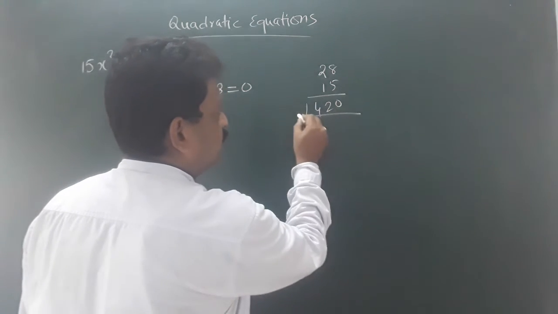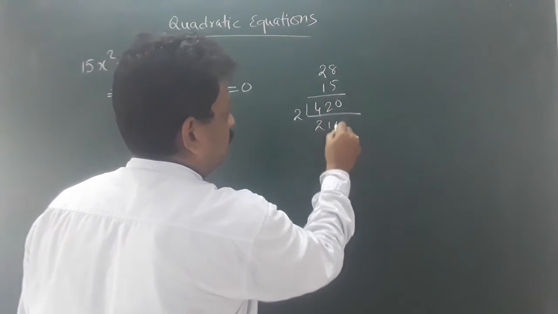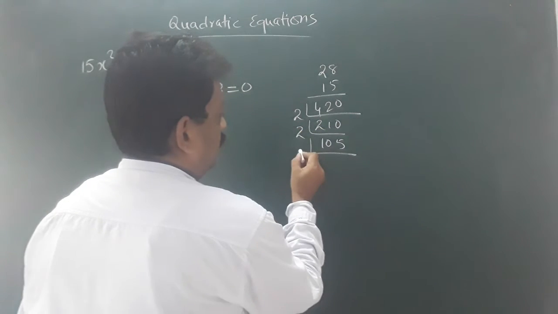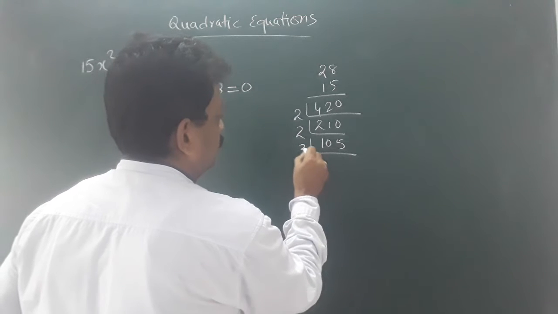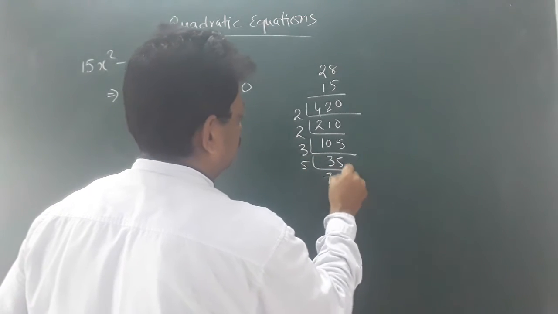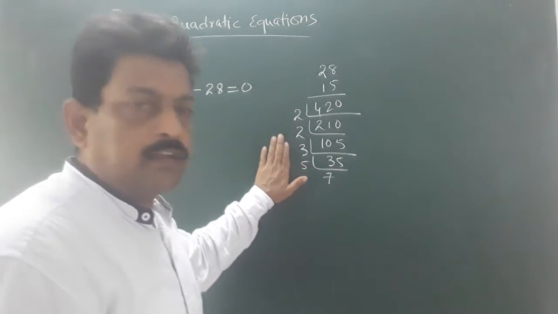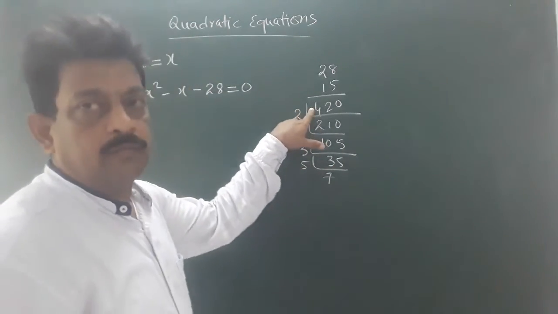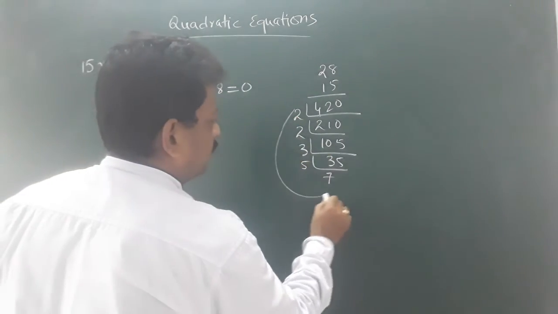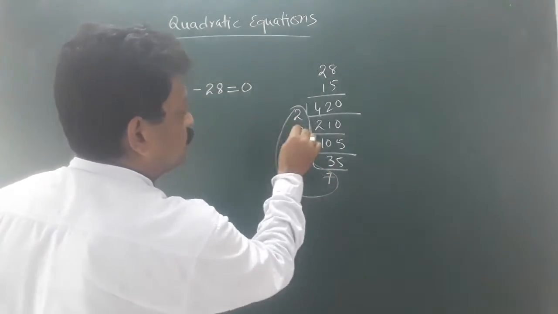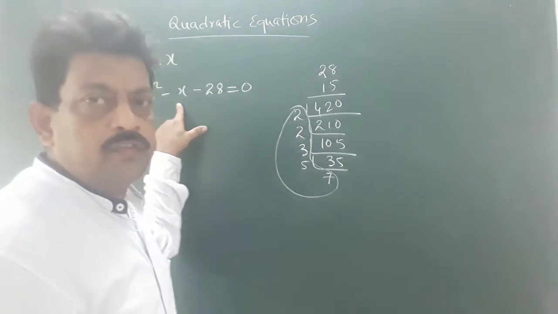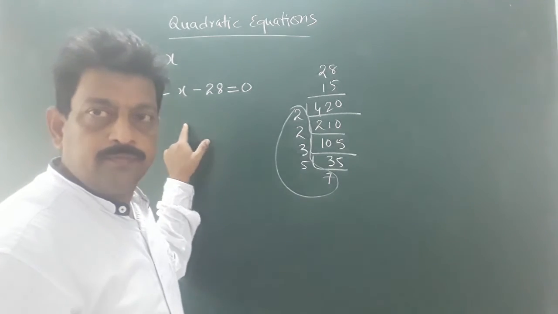So let me factorize this 420: 210, 105, 35, 7. Here these are the factors obtained by simply factorizing 420. Now we have to arrange all these factors, that is 2, 2, 3, 5 and 7, such that their difference will be 1.